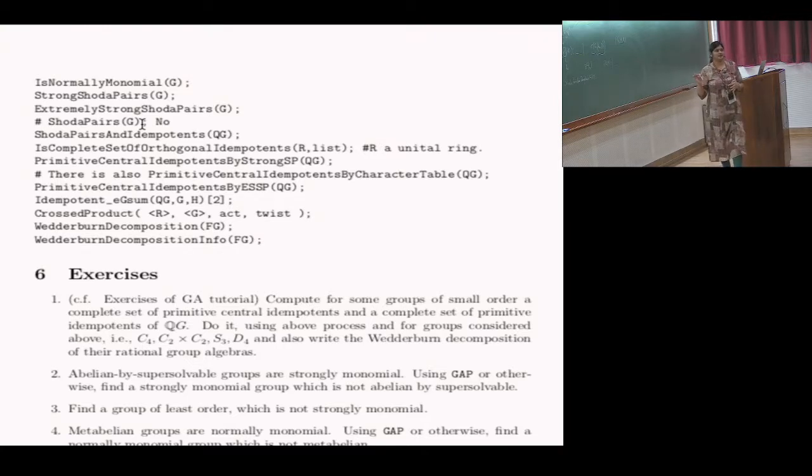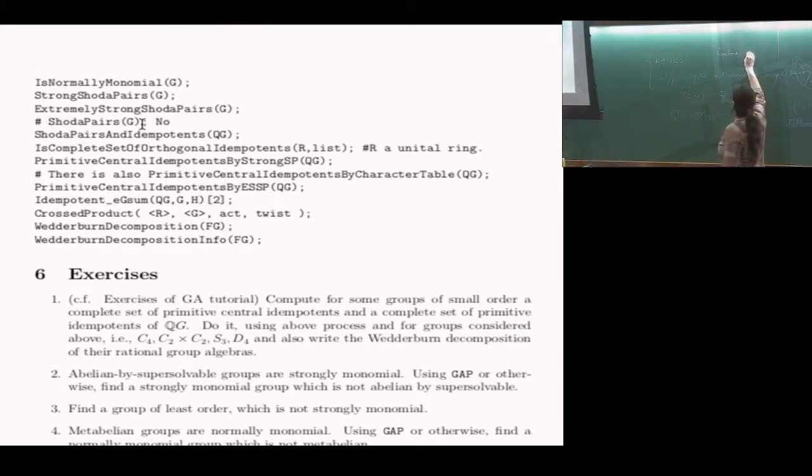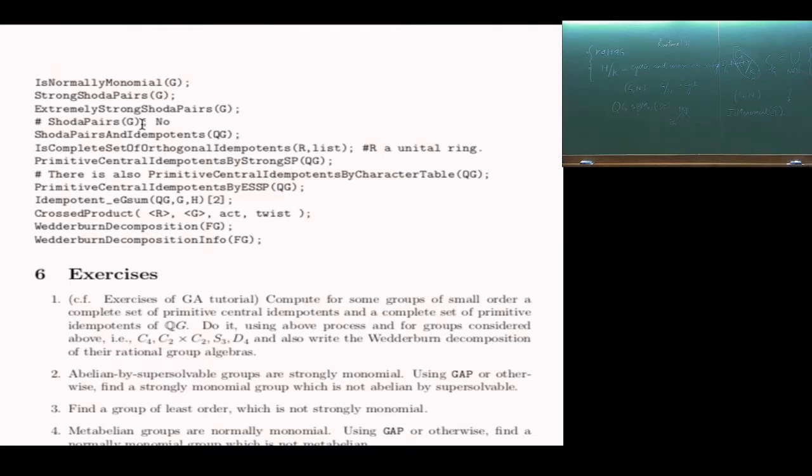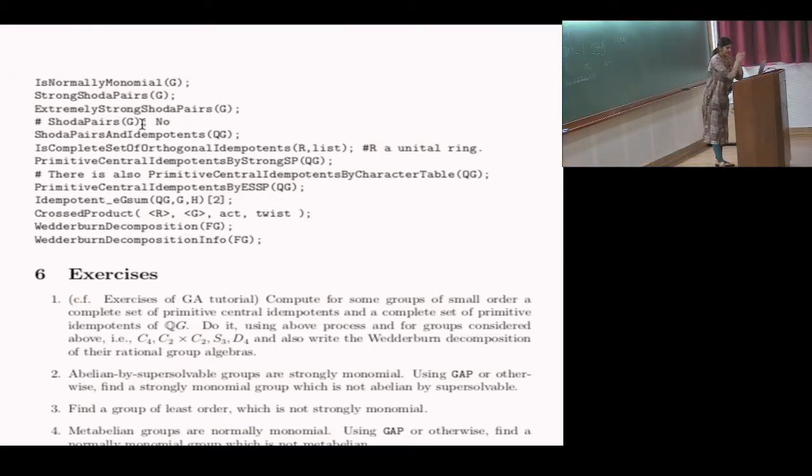Why is this by strong Shoda pairs? Because you can also find primitive central idempotents using the character table, right? Like it was mentioned in yesterday's tutorial, we do have a good list of character tables. So via that also primitive central idempotents are computable, but if you want to do them by this process, then you can do this. That reminds me, we can also talk about this command if you want to compare which method is faster. There's a command called runtime with which you can check the time taken to execute some command, right? So this is how you can compare if you're getting the same output by two methods. If you want to see which one is better in terms of time, this is the command that you can use. All right. Then primitive central idempotents by extremely strong Shoda pairs, that's indeed there.